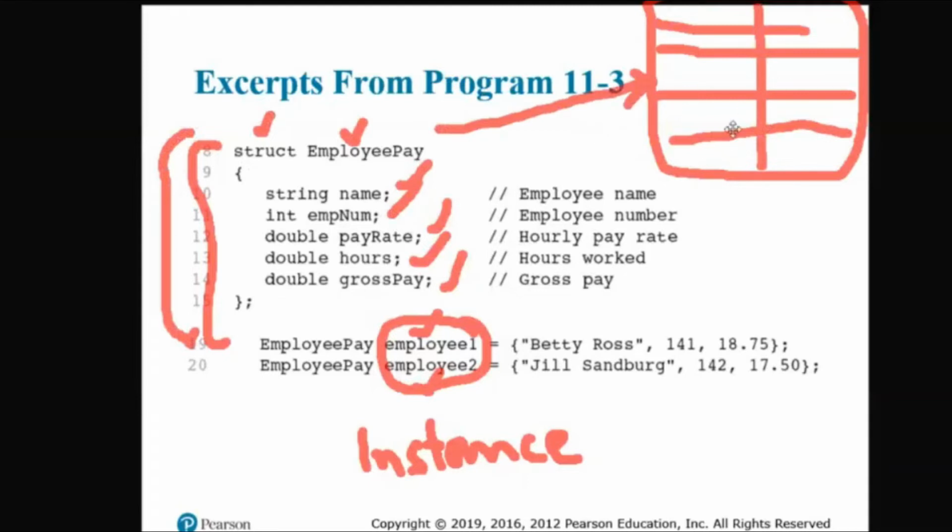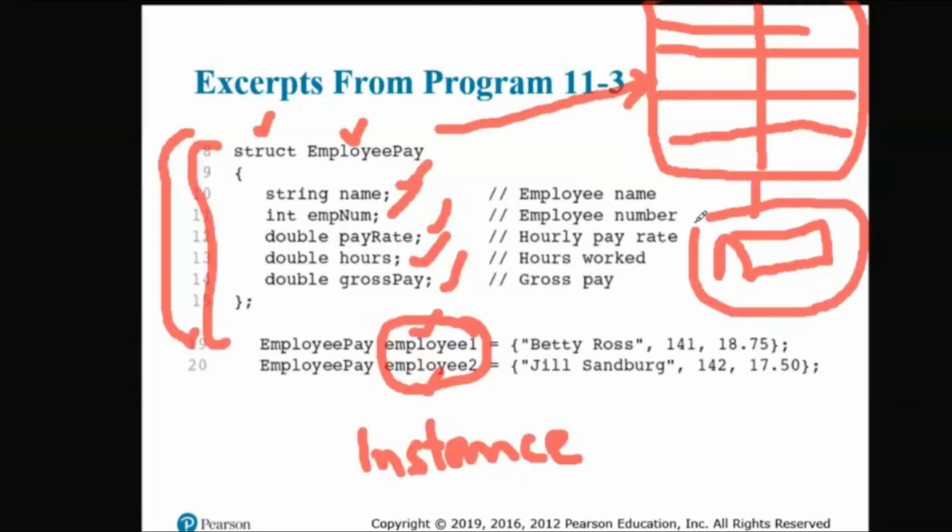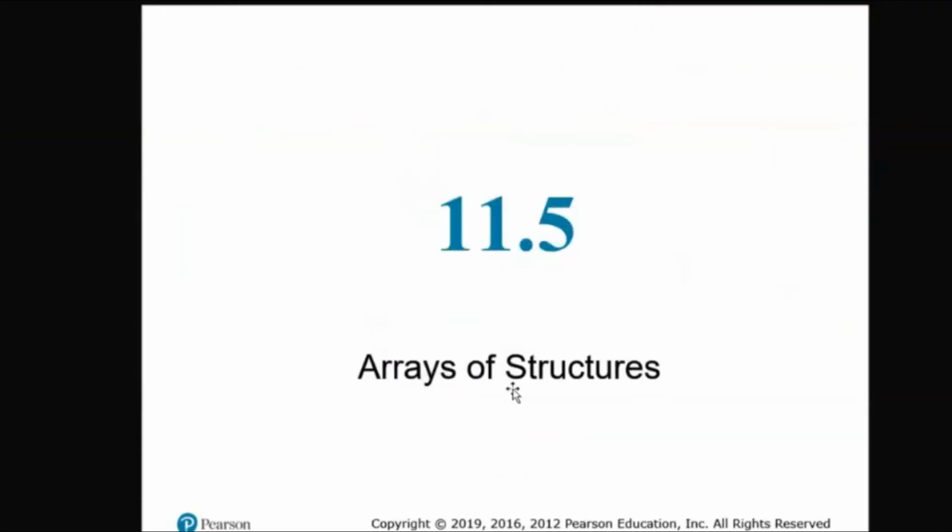Actually, this definition is exactly like the paperwork of a construction. Once you define everything on the paperwork and later construct a house using that paperwork, this house is called an instance of that paperwork. So now employee 1 and employee 2 are instances of this employee type. Okay, next one, array of structure.